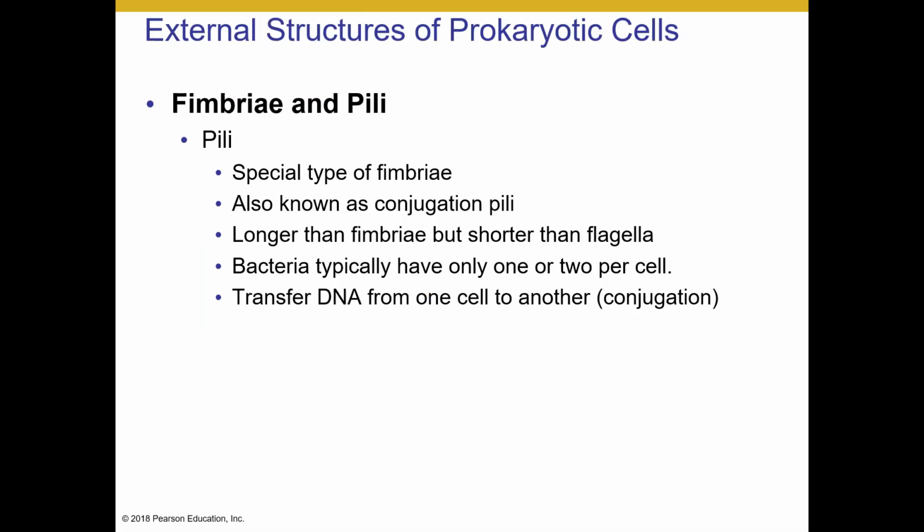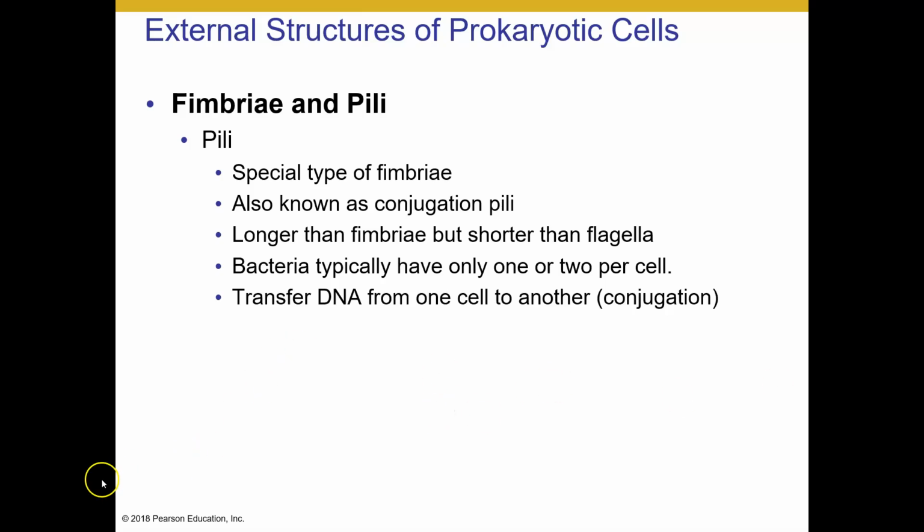Pili, singular pilus, are longer than fimbriae but shorter than flagella. They're often called conjugation pili because they connect two bacterial cells and allow DNA transfer, a process called conjugation. That's how bacteria share traits like antibiotic resistance. Analogy: think of a pilus as a little tunnel. One bacterium sends genetic material through it to another bacterium.